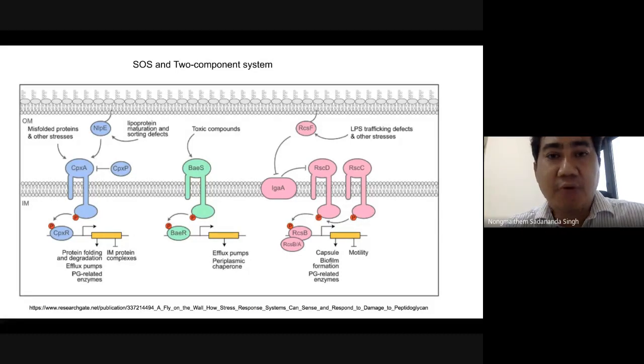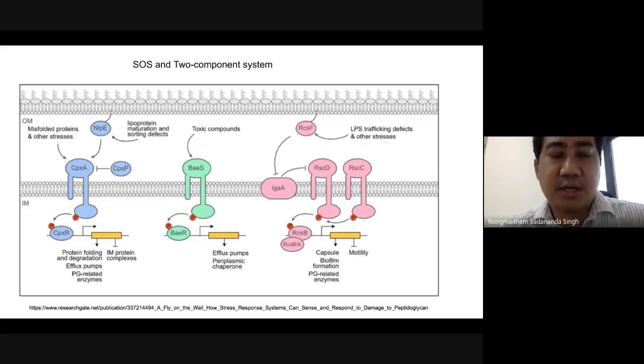So then, how does the cell respond to this kind of threat to the integrity of the cell membrane or cell wall component? There is something called a two-component system. What it does is that it involves two components. One is a kinase, a histidine kinase. Okay, in this case, the CPXA.